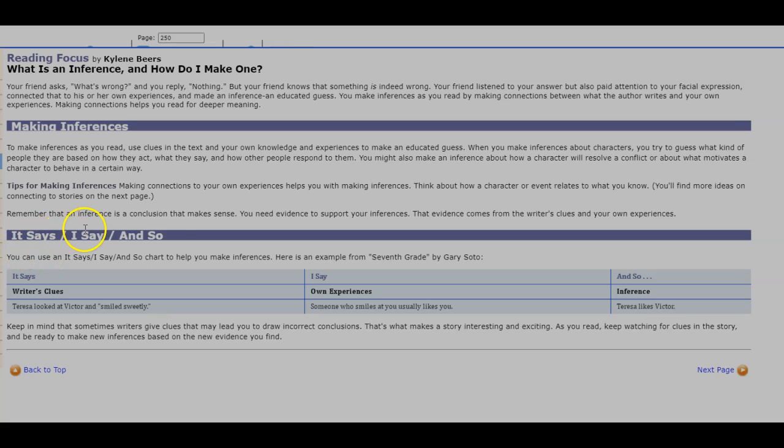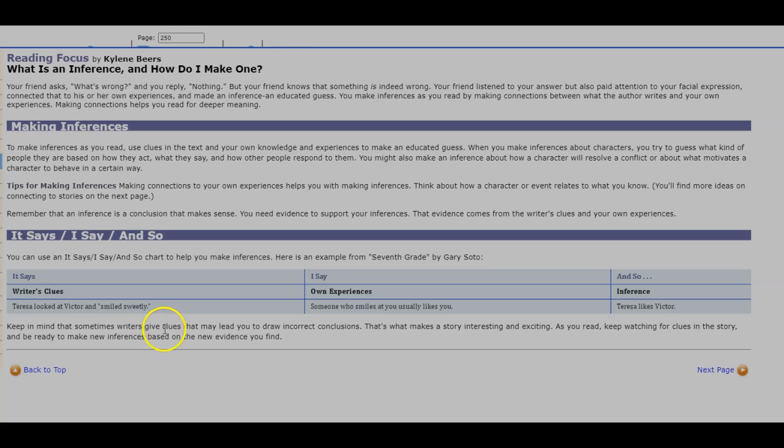It says, I say, and so. You can use an "it says, I say, and so" chart to help you make inferences. Here's an example from 7th Grade by Gary Soto. It says, writer's clues: Teresa looked at Victor and smiled sweetly. I say, own experiences: someone who smiles at you usually likes you. And so the inference would be Teresa likes Victor.